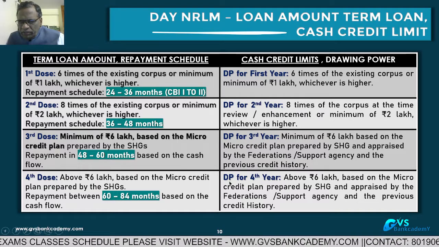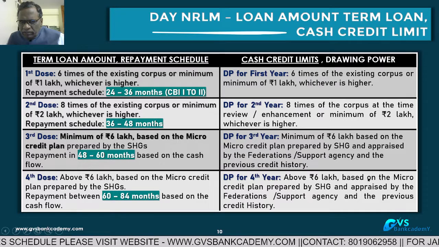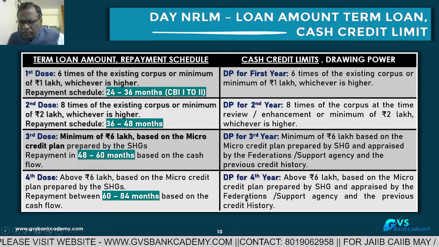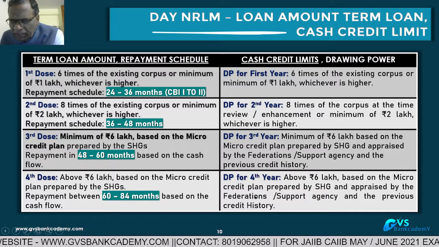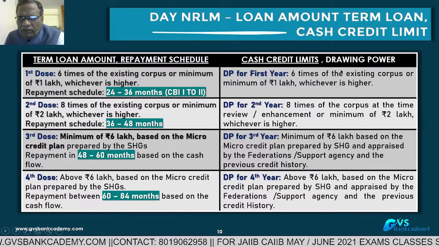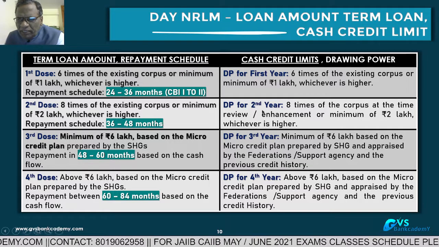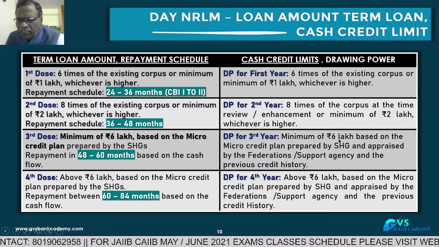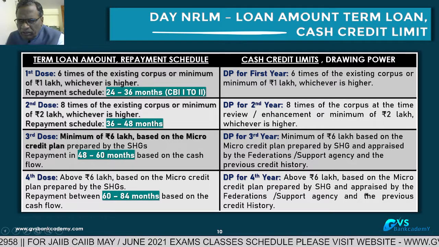From the fourth year onwards, DP is above 6 lakhs, based on the microcredit plan prepared by the SHG and appraised by the Federation, the support agency, and the previous credit history. To summarize the cash credit limit: DP for the first year is 6 times corpus or minimum 1 lakh, whichever is higher; the second year 8 times corpus or minimum 2 lakhs; the third year minimum 6 lakhs; the fourth year above 6 lakhs.